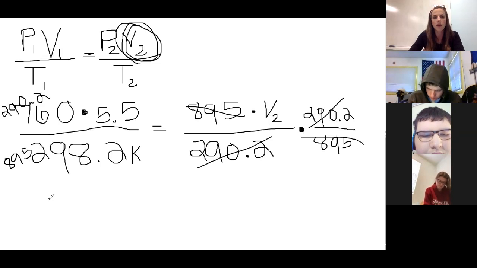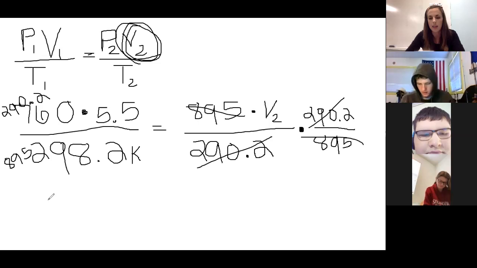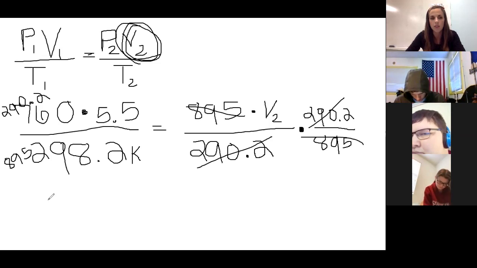So in your calculator, it's going to look like parentheses 290.2 times 760 times 5.5, close parentheses, division, open parentheses, 895 times 298.2, close parentheses.